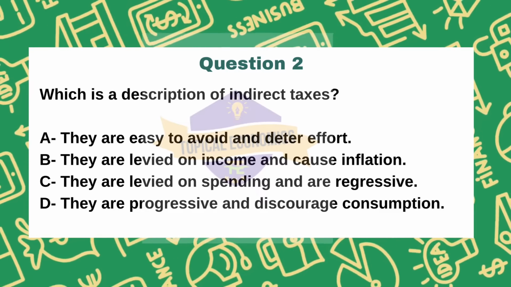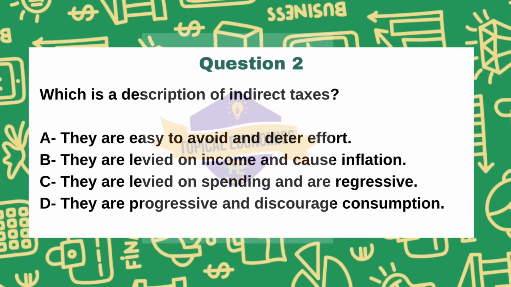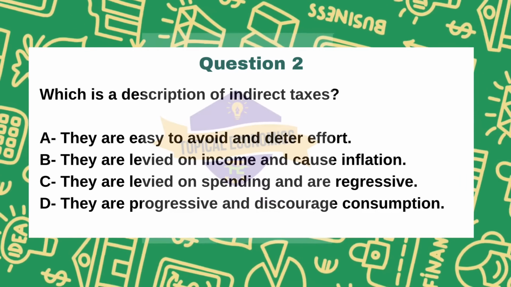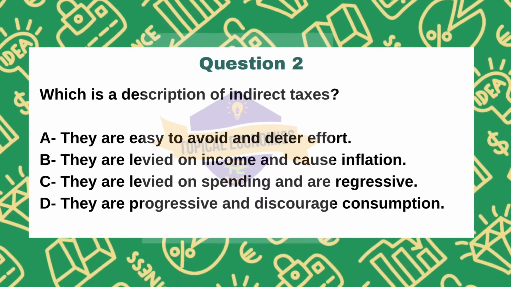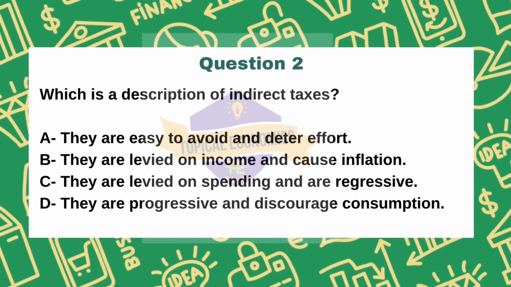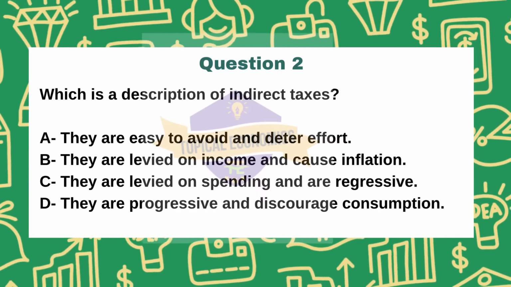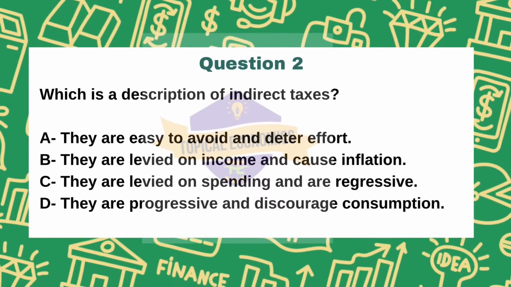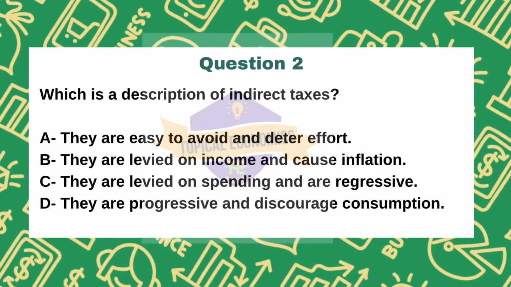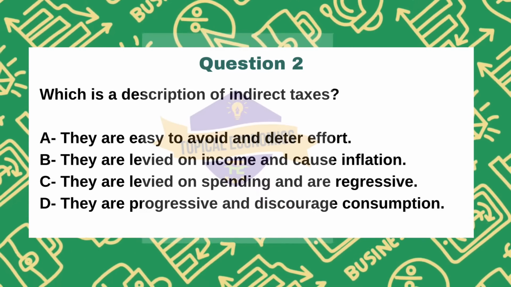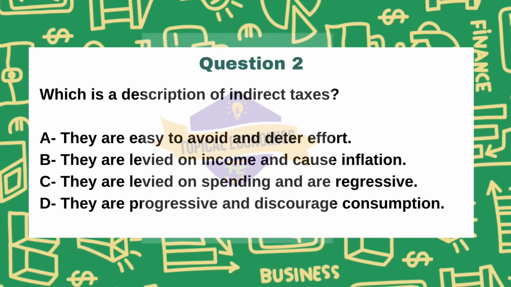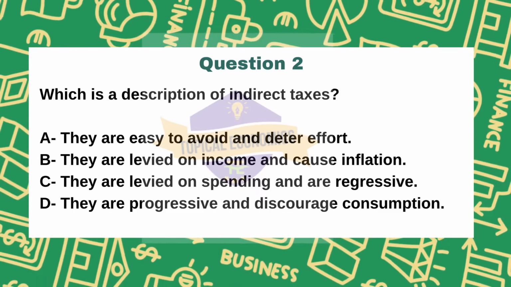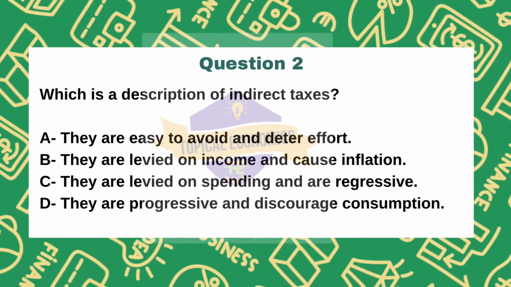Indirect taxes are taxes imposed on goods and services rather than on income or profits. Common examples include sales tax, value-added tax, VAT, and excise duties. These taxes are often considered regressive because they take a larger percentage of income from lower-income individuals than from higher-income individuals, as everyone pays the same rate regardless of income. Let's look at why the other options are not correct.